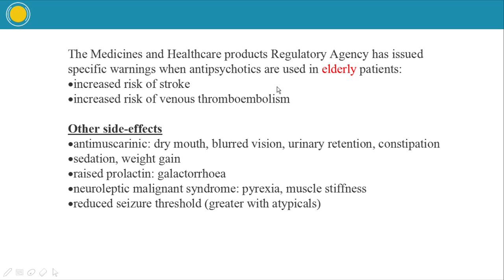In addition to extrapyramidal side effects and the increased risks for the use of antipsychotics in old patients, what are the other side effects that might be tested? Here they are: anti-muscarinic effects, raised prolactin, neuroleptic malignant syndrome, reduced seizure threshold. What are the specific anti-muscarinic symptoms? Dry mouth, blurred vision, urinary retention, and constipation.